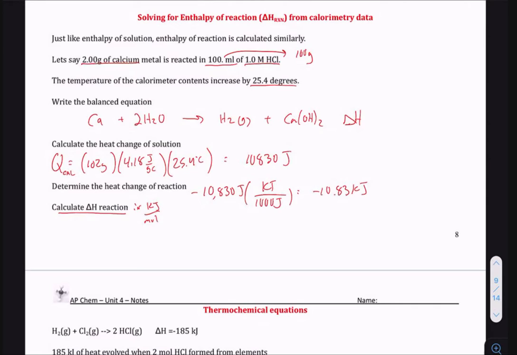And lastly, I need to figure out per mole what it is. How could I do that? Do I have any information that could lead me to moles? The mass, right? 2 grams calcium. Molar mass of calcium, 40.08. So 0.0499 moles of calcium.